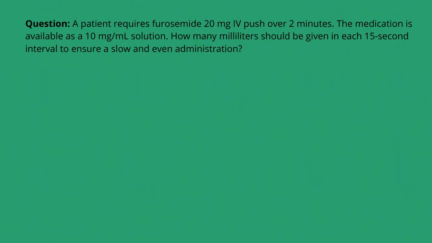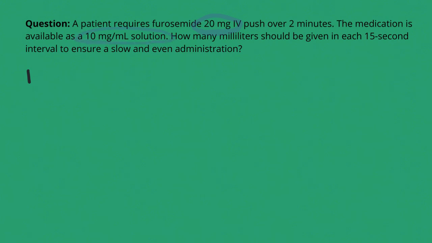A patient requires furosemide 20 milligrams IV push over 2 minutes. The medication is available as 10 milligrams per milliliter solution. How many milliliters should be given in each 15-second interval to ensure a slow and even administration? All right. Hopefully by now you're starting to get a hang of the 3 steps. Our first step is the total volume to give in that syringe. So we are looking for our order and our available. We have an order here, 20 milligrams, and our available solution.